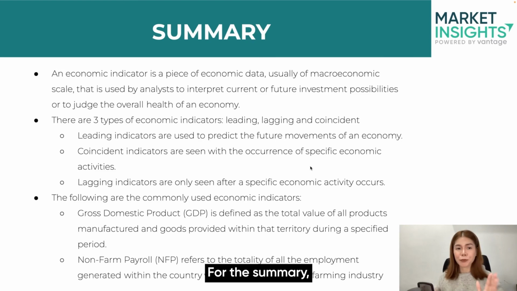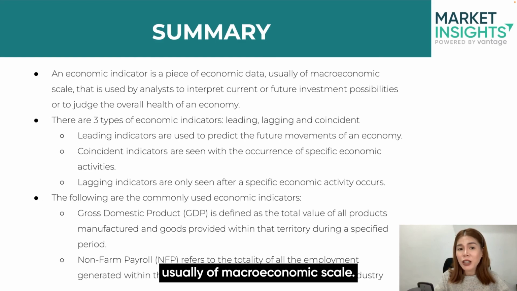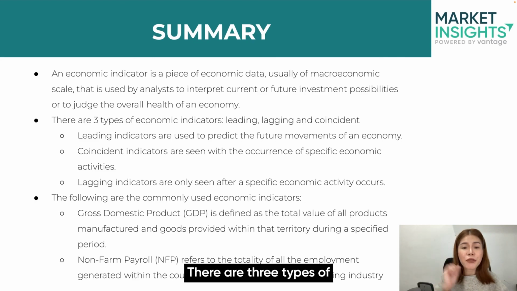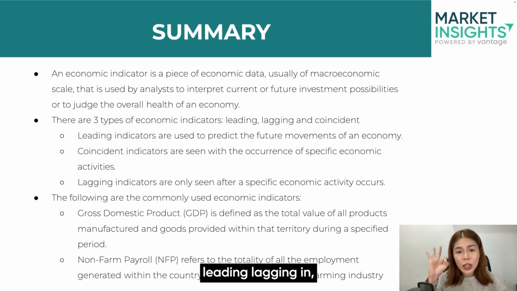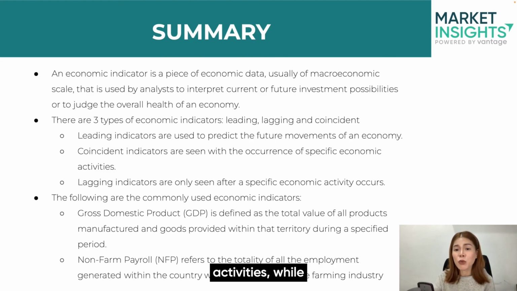For the summary, an economic indicator is a piece of economic data, usually of macroeconomic scale, that is used by analysts to interpret current or future investment possibilities or to judge the overall health of the economy. There are three types of economic indicators: leading, lagging, and coincident. Leading indicators are used to predict future movement of an economy. Although they are leading, they are not that accurate. Coincident indicators are seen with the occurrence of specific economic activities, while lagging indicators are only seen after specific economic activity occurs, but they are accurate.